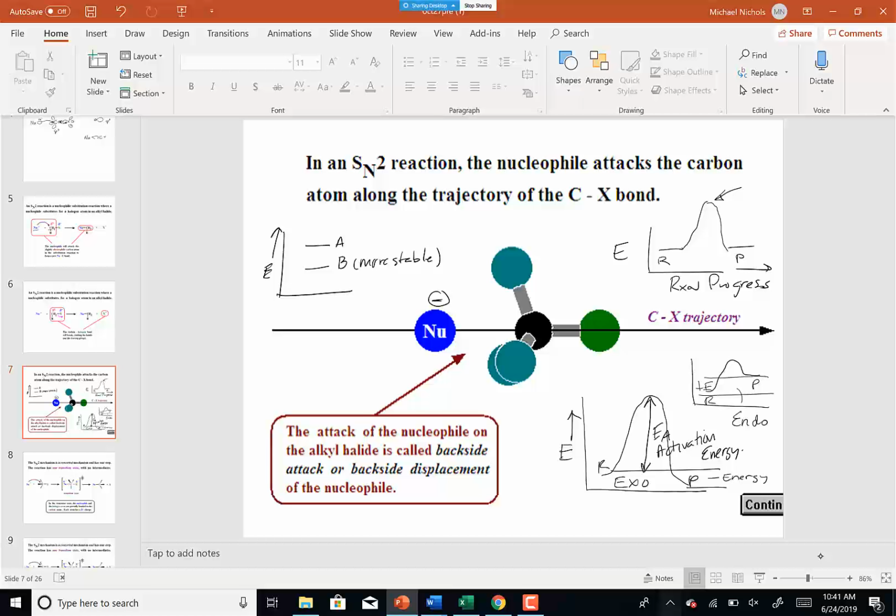What is the species at the top of the peak? What's it called? The actual species itself. The transition state. So that's a transition state, which is sometimes abbreviated as a double dagger. This is a double dagger.